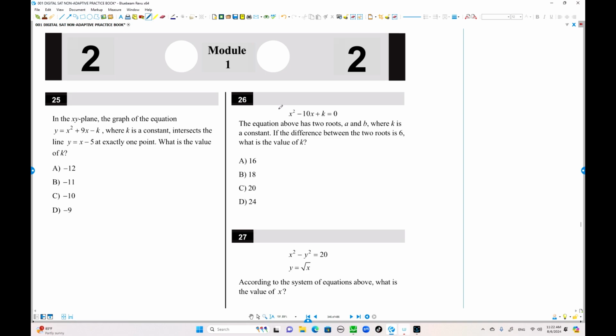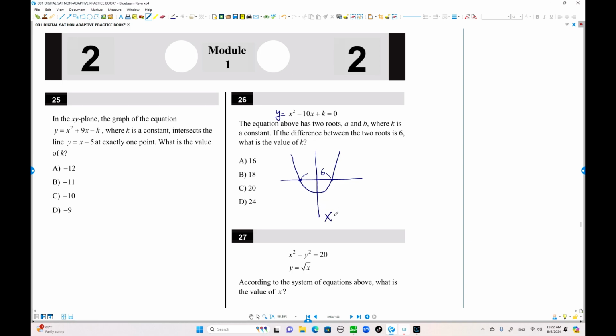So if this is the graph of y, for y equals 0, okay? It's a graph of y. It looks like this. We have two roots over here. The distance is 6. The distance from here to here, we know that's 6. What is the value of K? Okay, in the middle over here, right?